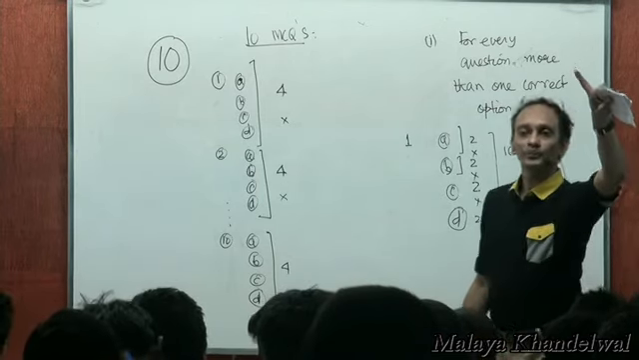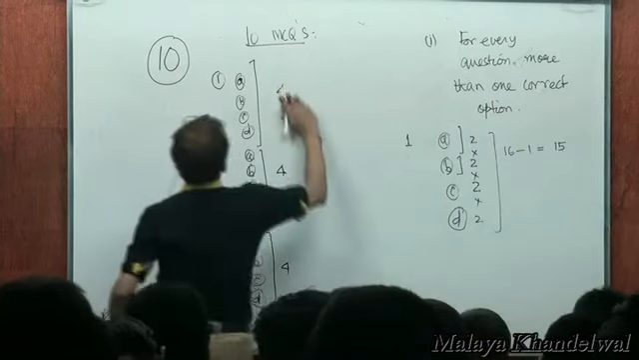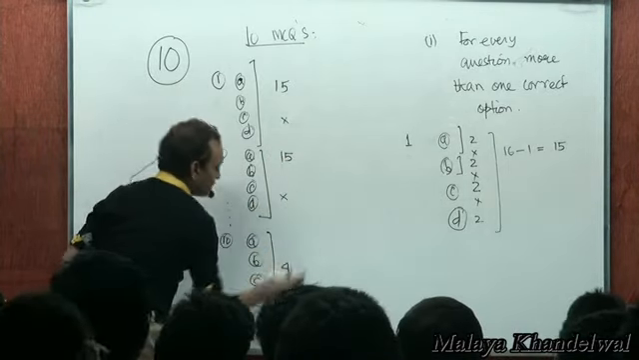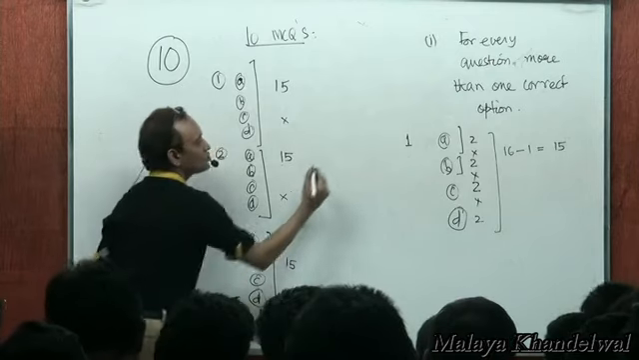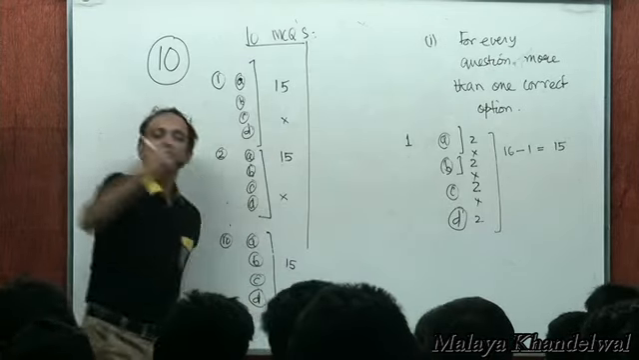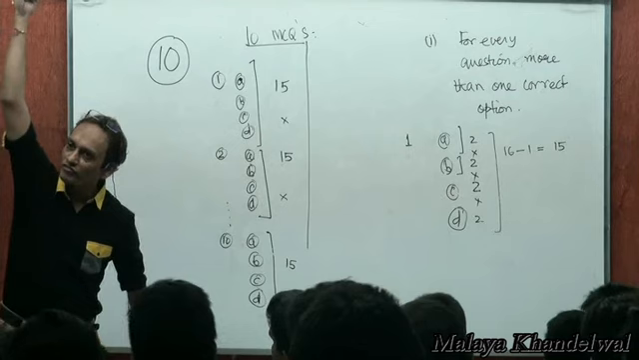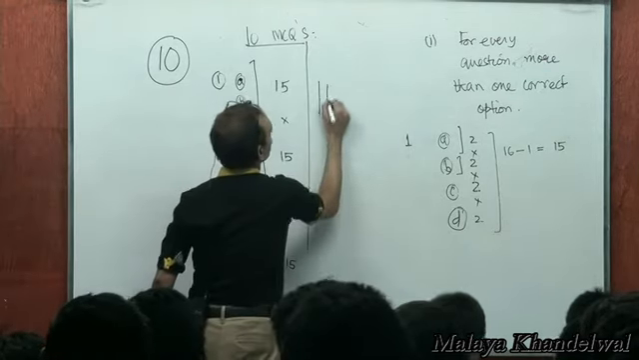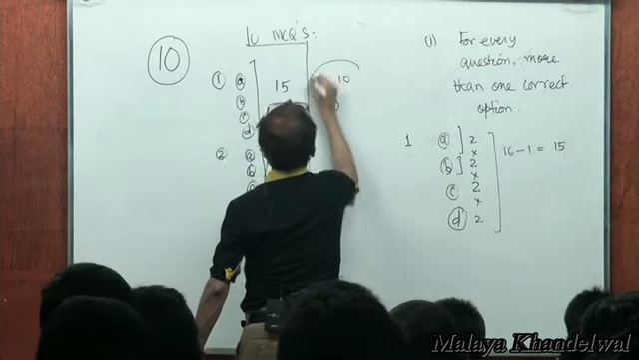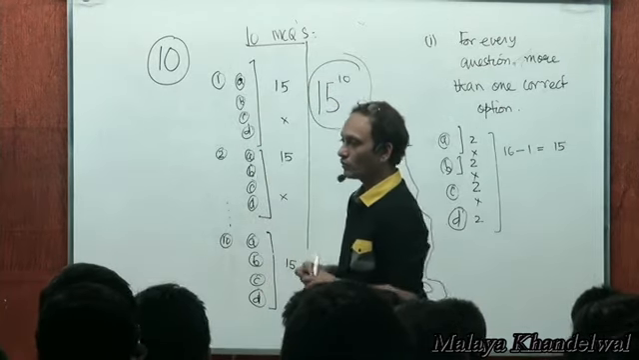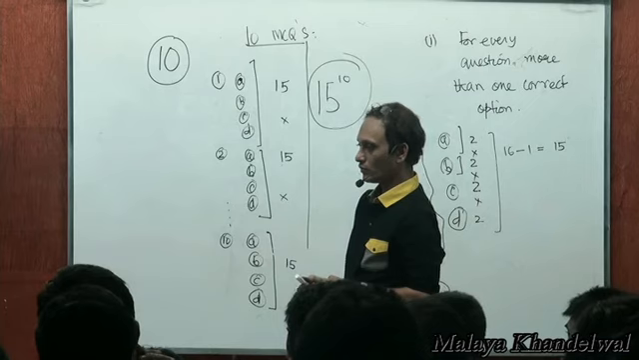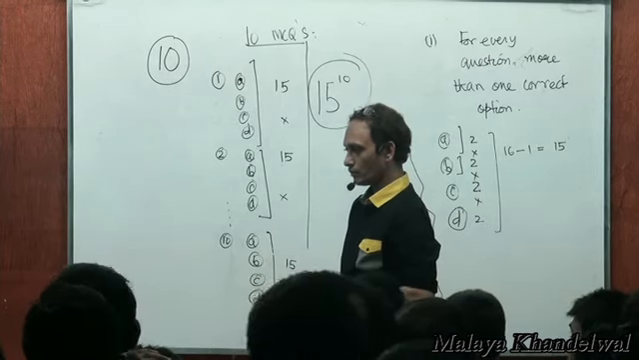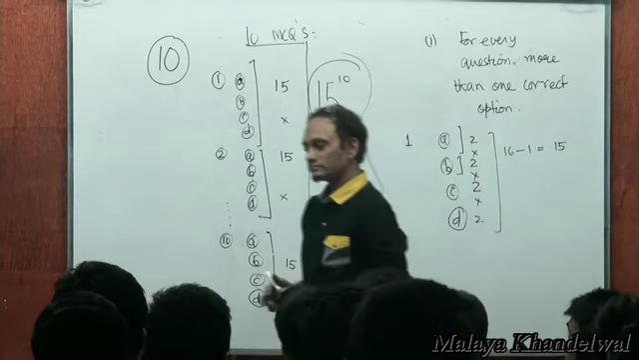Yes or no? Yes, 15 sets of answers for 1, 15 sets of answers for 2, 15 sets of answers for 10. So, in all, how many sets of answers? 15 into 15 into 15, 10 times, 15 to power 10. The alternative is the number of ways of choosing 4 options plus the number of ways of choosing 3 options plus the number of ways of choosing 2 options plus the number of ways of choosing 1 option.